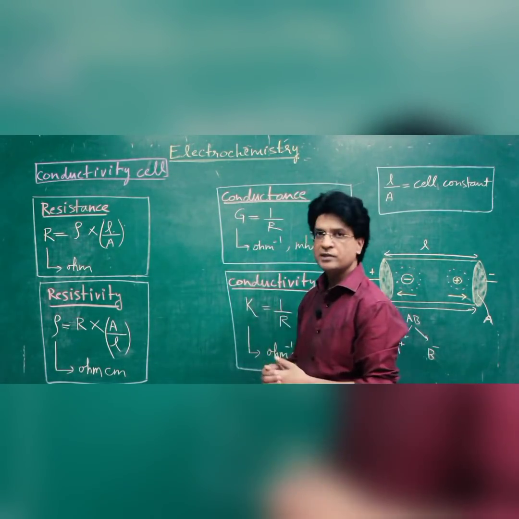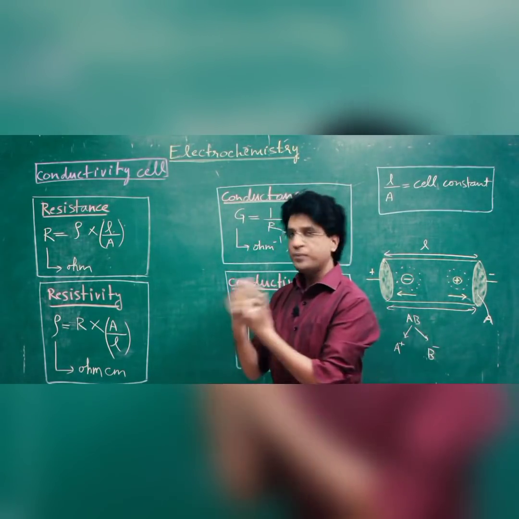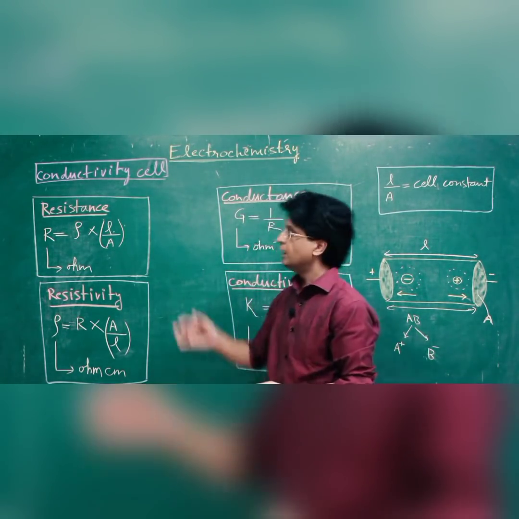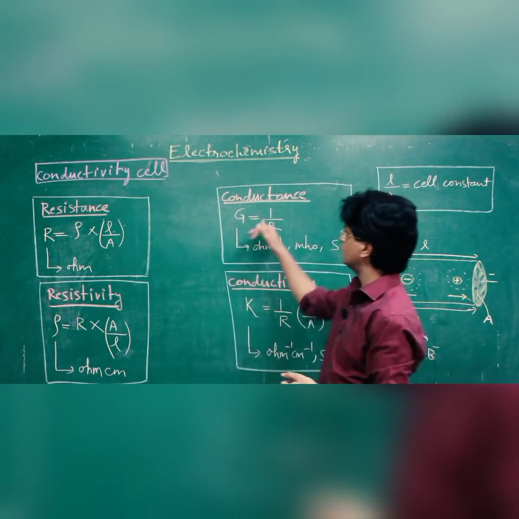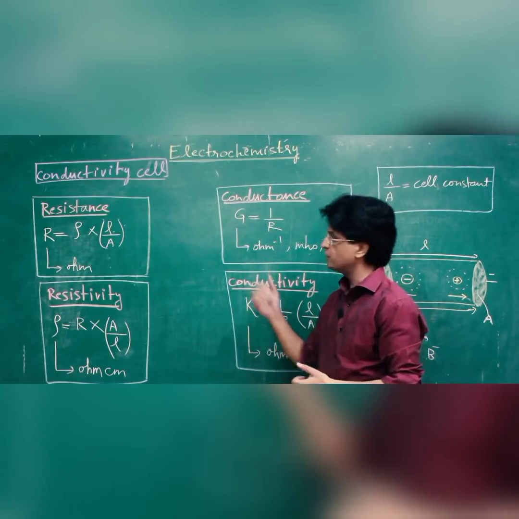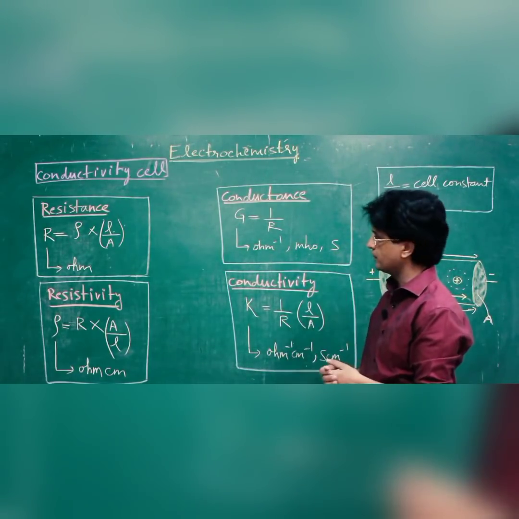From here we can say resistivity is resistance into area upon length, and its unit will be ohm centimeter. Opposite of resistance is conductance. Resistance is obstruction offered in the flow of current. Conductance is the facilitation offered in the flow of current, and it is 1 by R, obvious from the definition, and its units are per ohm, mho or Siemens.